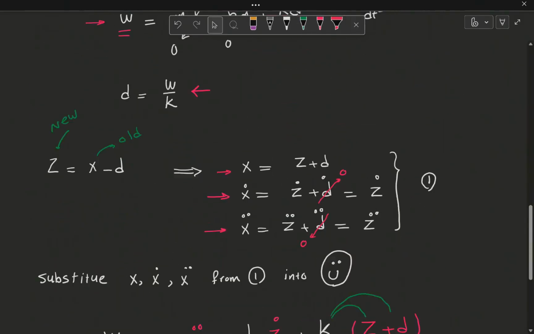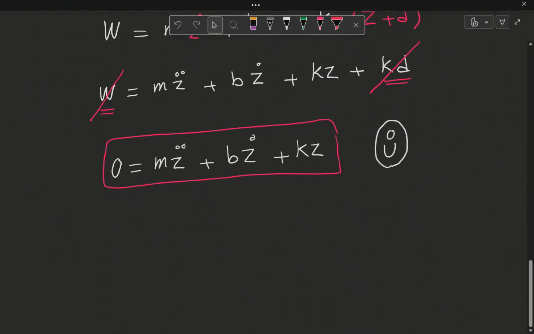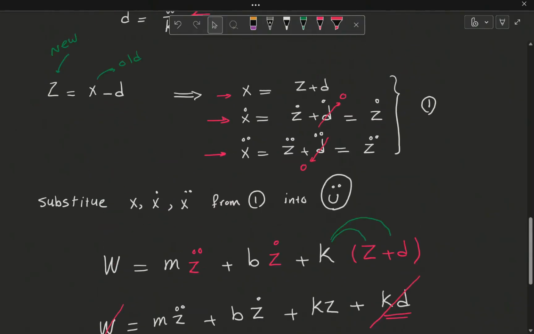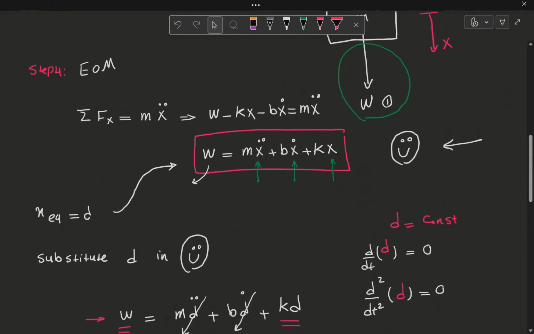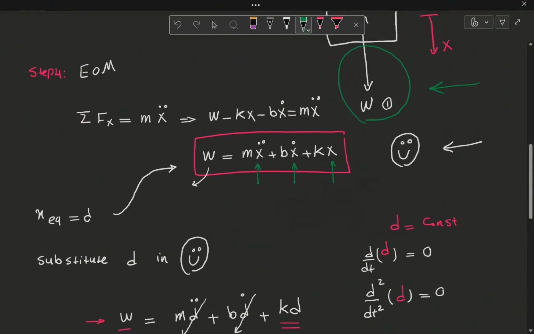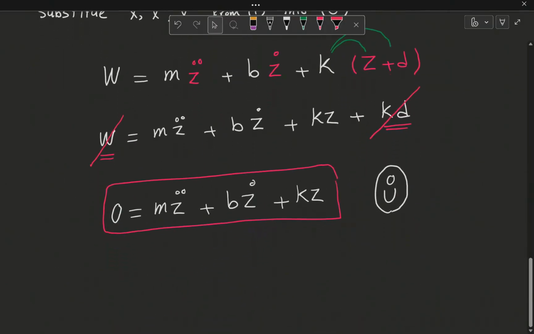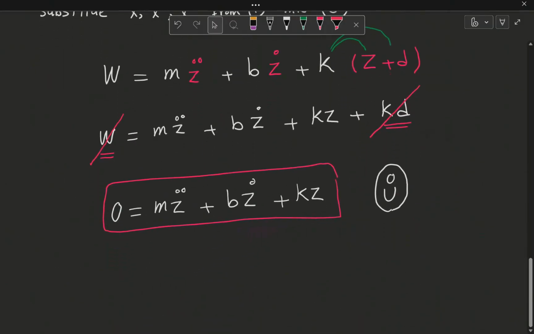So here is what I want you guys to do from now on. Anytime you have a vertical motion with springs and dampers and those kinds of things, assume that the origin of your coordinate system starts from the static equilibrium and not the free length of the spring. With this assumption, you can neglect W directly in your free body diagram and basically solve for the dynamics of the system.